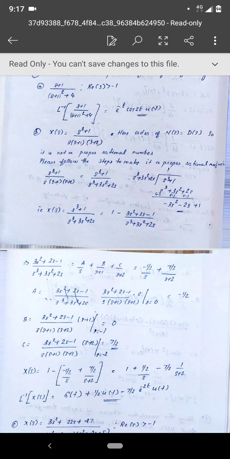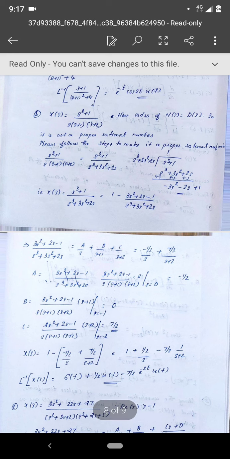Then, as I told you in the beginning itself, if it is not a proper rational function, you have to make it a proper rational function. Now I have made it a constant minus a rational function. Why did it become a proper rational function now? Because the order of the numerator is now less than the order of the denominator.